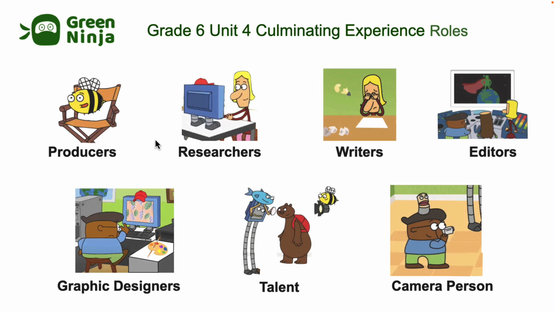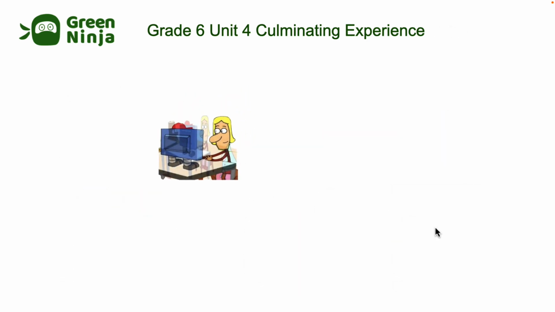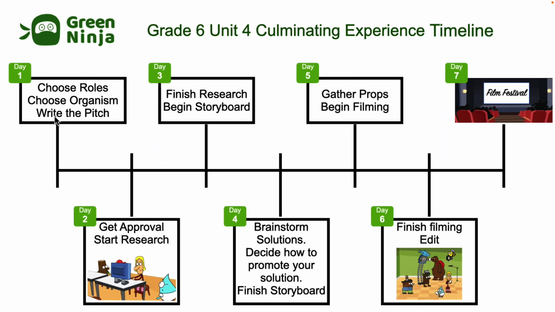Students will be playing different roles, whether it's producers or researchers, writers, editors, graphic designers, the talent in our film, or the camera person. The project spans 7 days, from choosing roles in the organisms, getting approval from the executive producer, that's you, the teacher, researching, making a storyboard, brainstorming solutions to the problem of artificial selection, filming, editing, and the final film festival. Let's walk through these days a bit more closely.